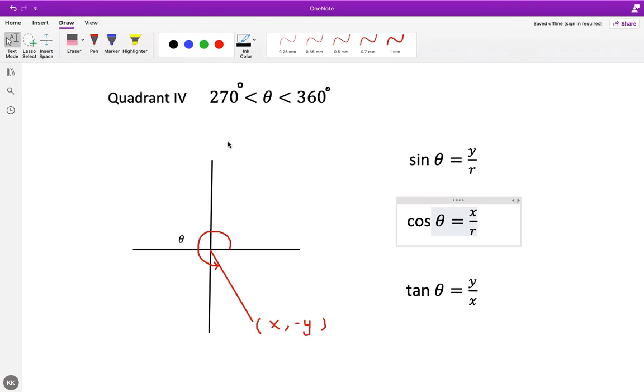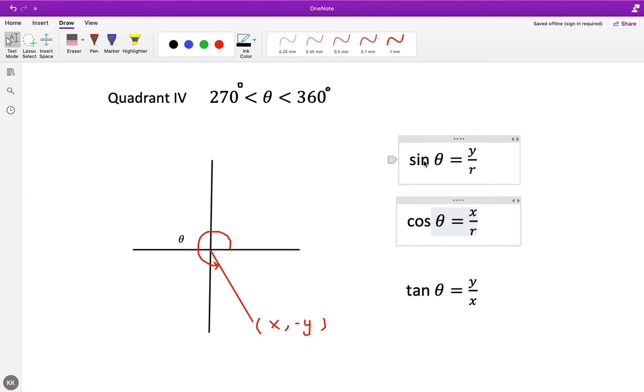Okay, so finally, let's go over trig ratios when the angle is in quadrant 4. What happens if I move the terminal arm into the quadrant 4 position? What do we know about the coordinates in quadrant 4? In quadrant 4, x is positive and y is negative. So I need to pay attention to how these values affect my trig ratios on the right.